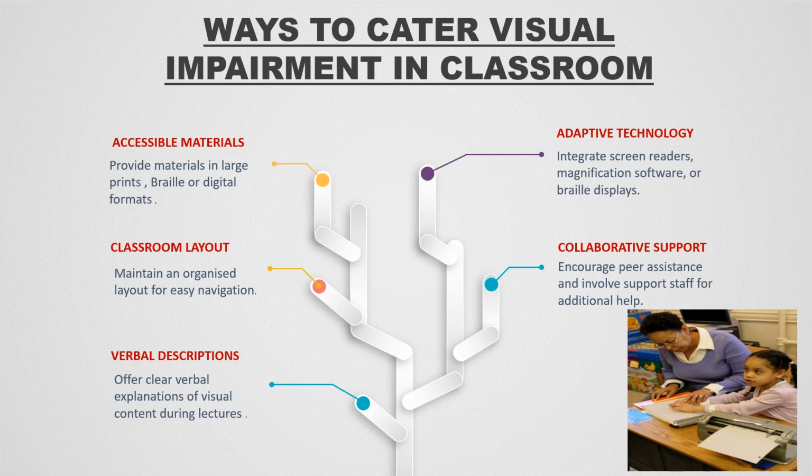We can offer clear verbal explanations or verbal descriptions to the visually impaired students. Fourth, adaptive technology. In this, we can integrate screen readers, magnification software, or braille displays. And collaborative support. We can encourage peer assistance and involve support staff for additional help.